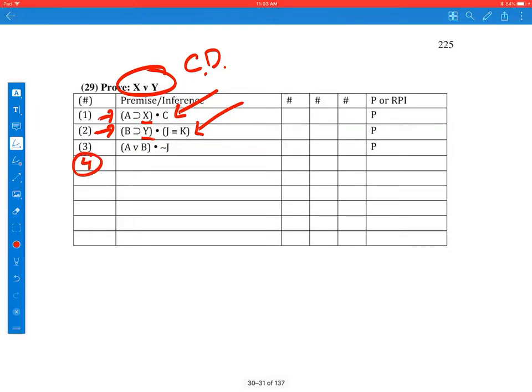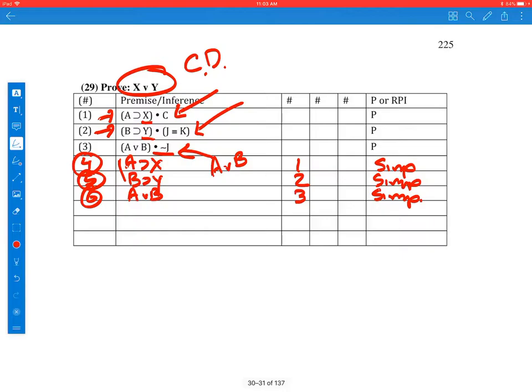Because 1 is a conjunction, we can simplify it to A, then X from 1, simplification. And we can do something similar to line 2. We get B, then Y from 2 by simplification. So now we just need a disjunction between those antecedents. We need A or B. And if we look at line 3, there it is. It's not all by itself. It's got the and J. So we need to get rid of that, which we can do by simplification again. So we have A or B from 3 by simplification.